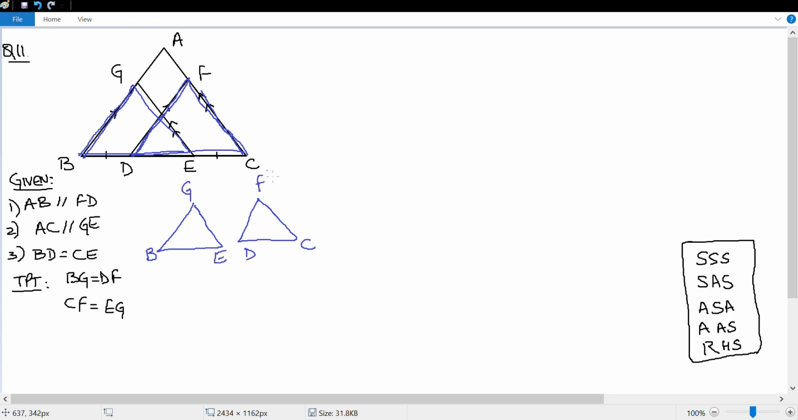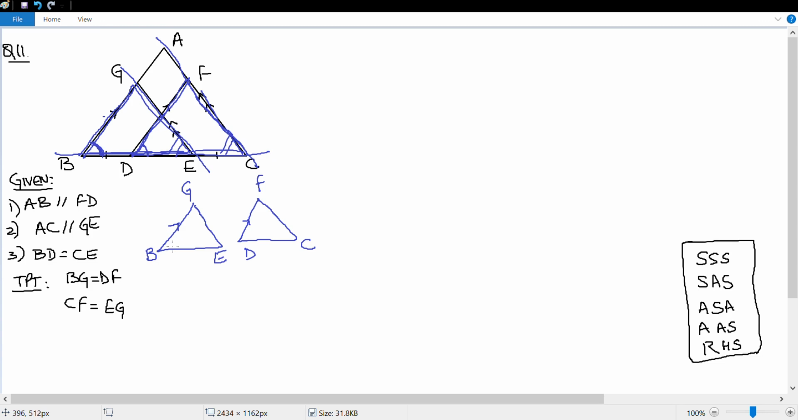Let's see if anything is given. I know that BG and DF are parallel. So if these are two parallel lines, what does it make these two angles? Yes, these are corresponding angles. So are corresponding angles equal? Yes, corresponding angles are equal. Now let's look at the second two side angles. Let's look at this line which is GE, and let's look at AC. If these are two parallel lines which is given, and if this is my transversal, what does it make these two angles? Yes, these two angles are also corresponding angles, so these two are also equal.